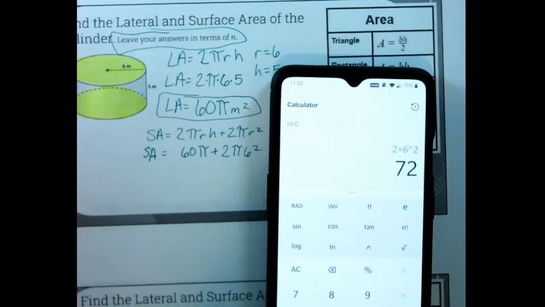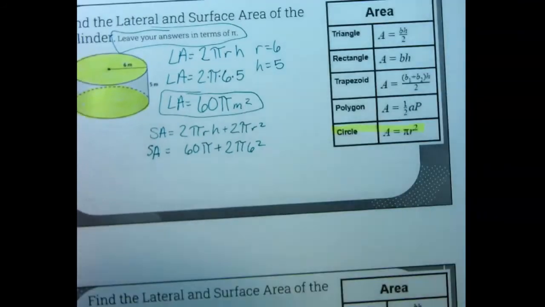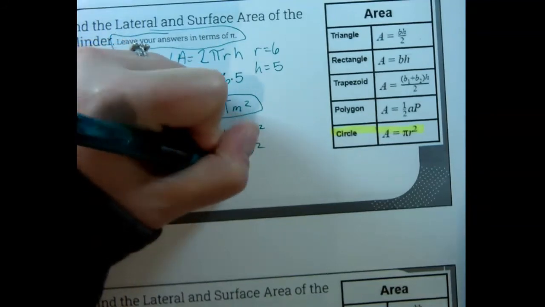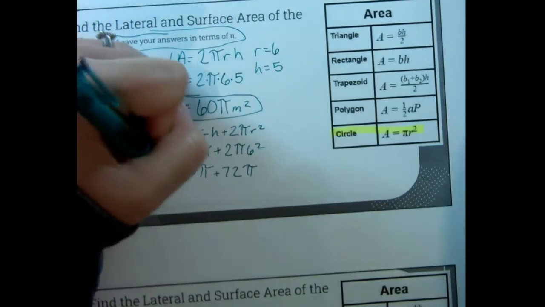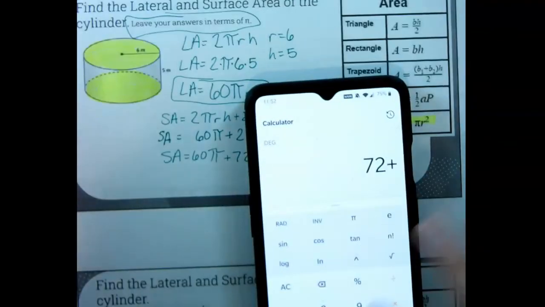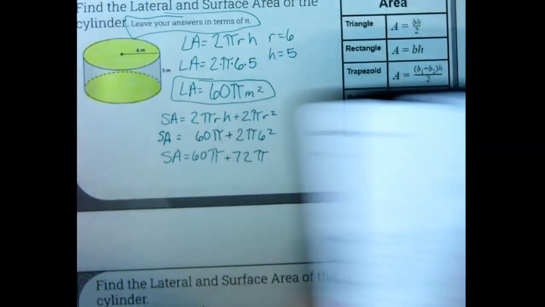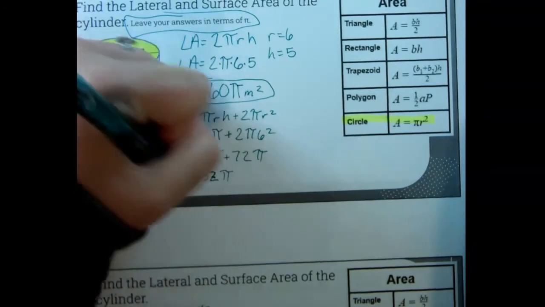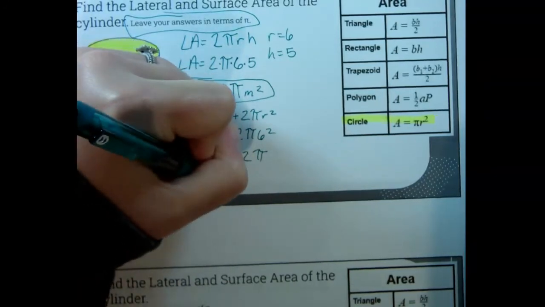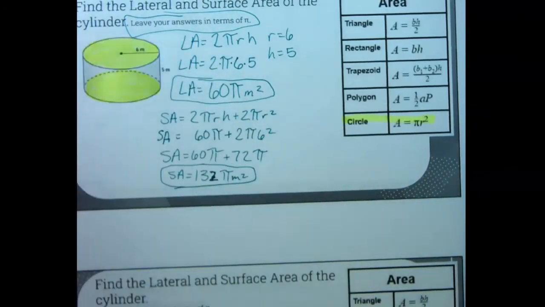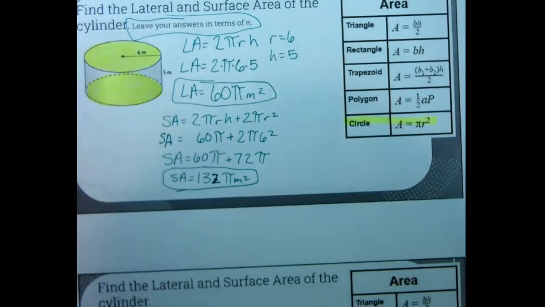Okay. So 2 times 6 squared is 72. So we have 60 pi plus 72 pi. This is just like adding 60x plus 72x. Just add the 60 and the 72, meaning you have 132 pi. And there it is, 132 pi meters squared. That's the area of a cylinder.